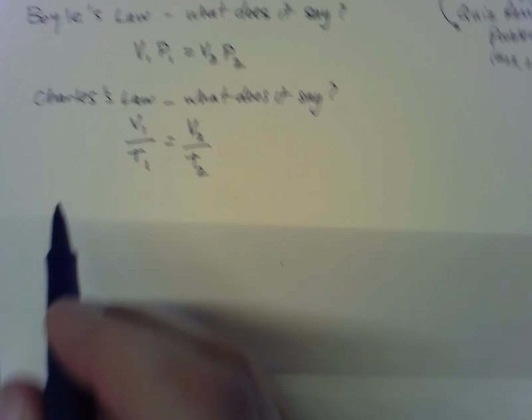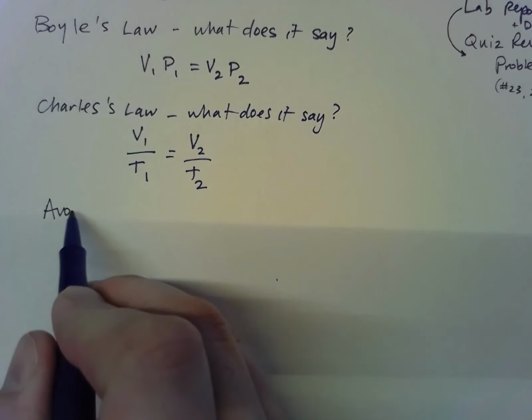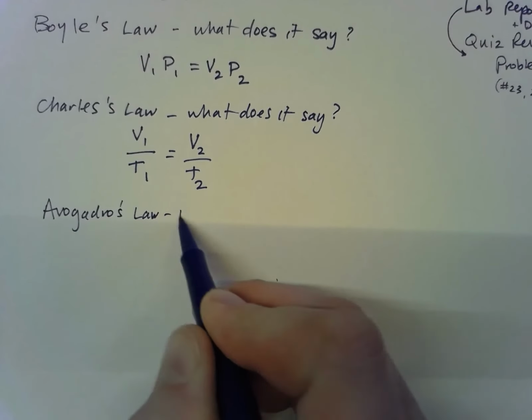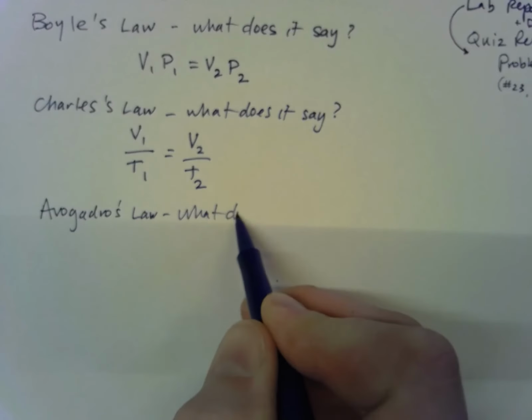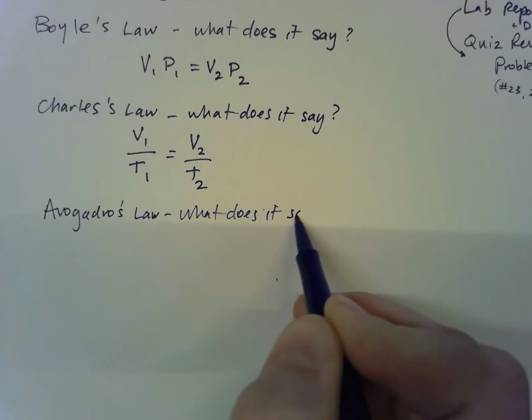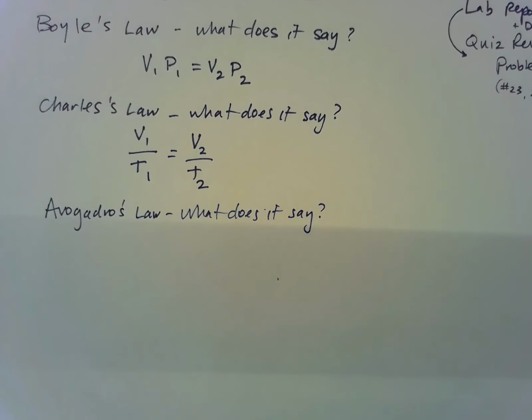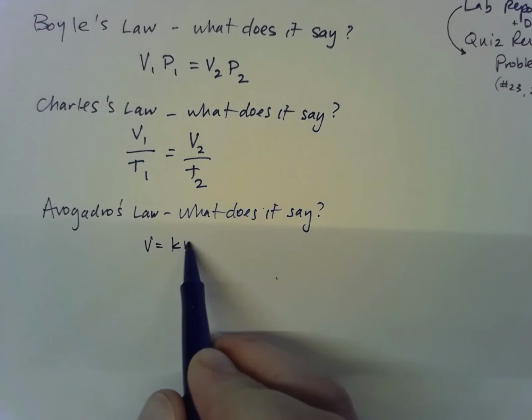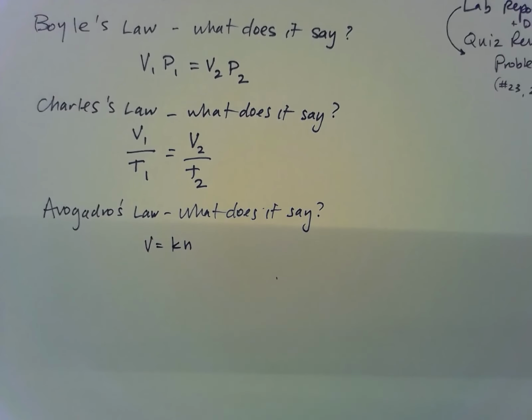We will touch on Avogadro's law. What does it say? Volume over moles is equal to K. We'll come back to this and explain what that is.